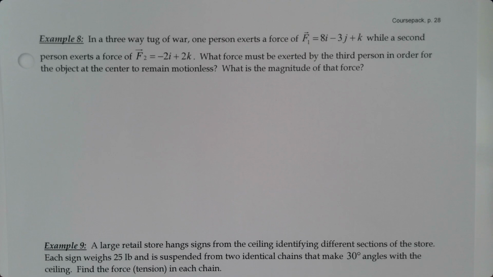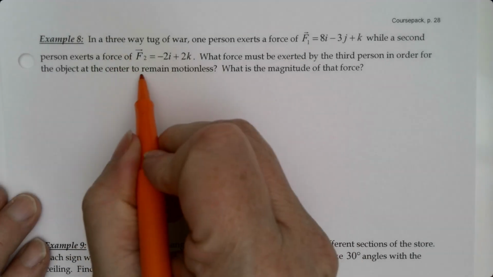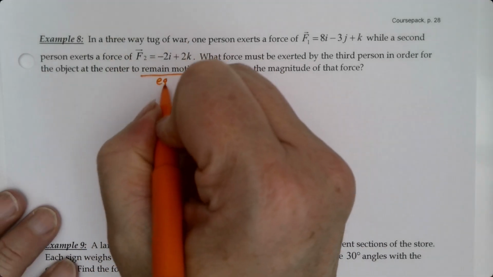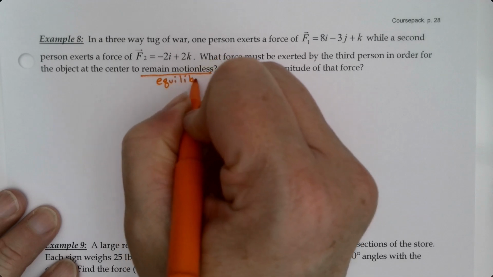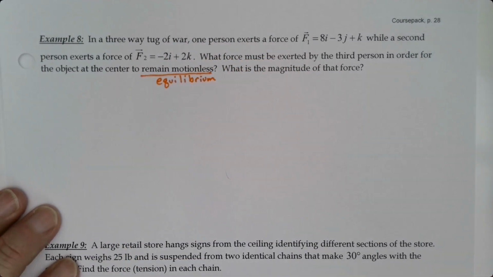In a three-way tug of war, one person exerts a force F1 of 8i minus 3j plus k, while a second person exerts a force of negative 2i plus 2k. What force must be exerted by the third person in order for the object at the center to remain motionless? Okay. So to remain motionless means we've hit equilibrium. And what is the magnitude of that force?